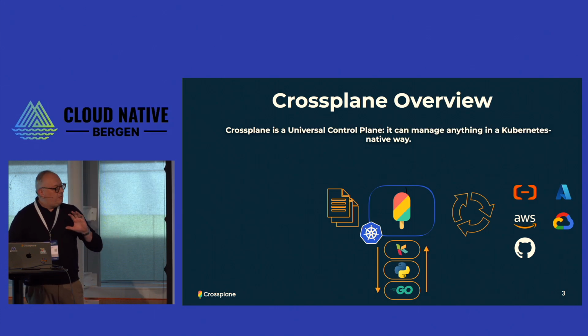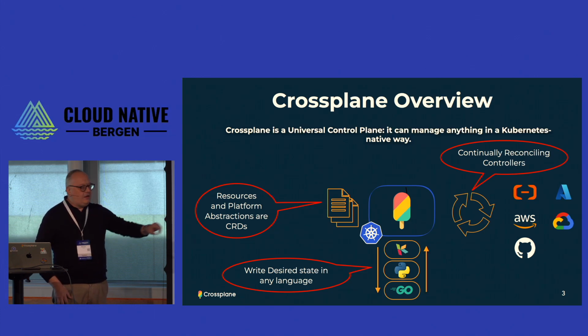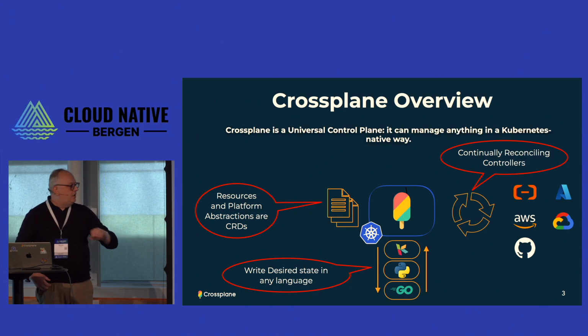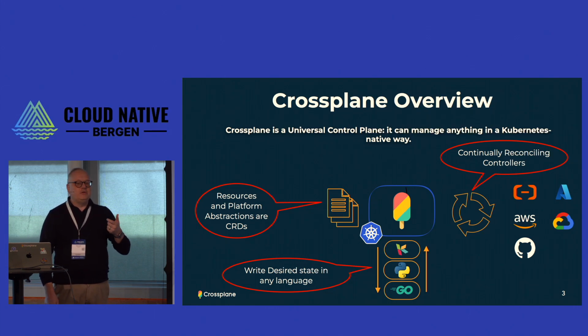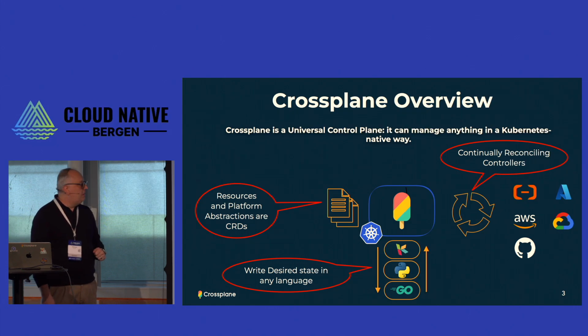There's a few things that Crossplane does. The first one is that every single resource that we manage is a Kubernetes CRD. And that includes platform abstractions. When you create an abstraction for your end users, that's a Kubernetes CRD, so they could use Argo CD or Flux or anything to provision it.